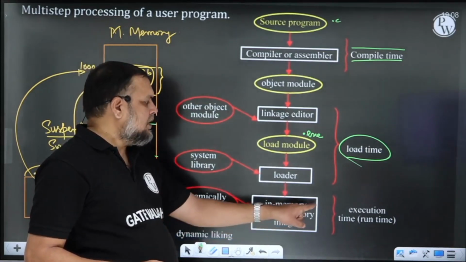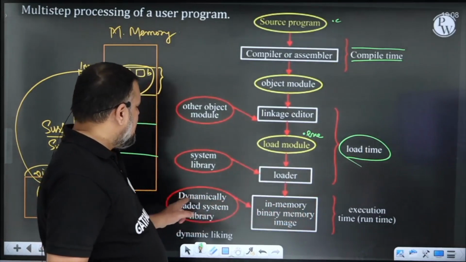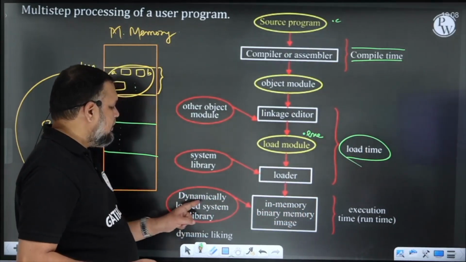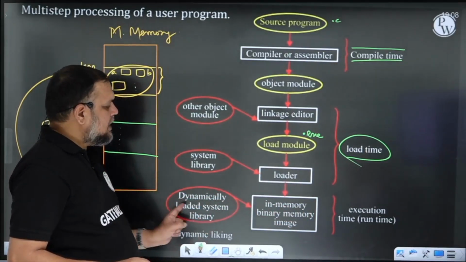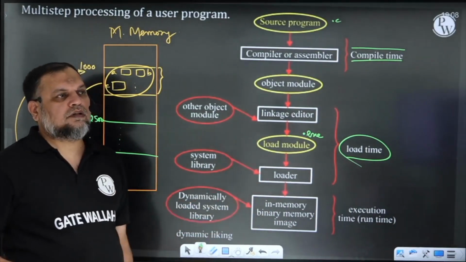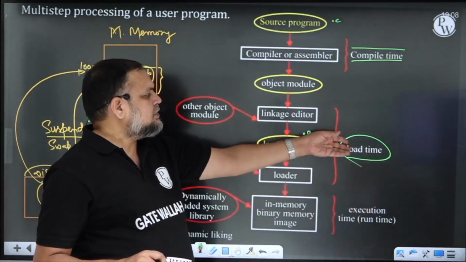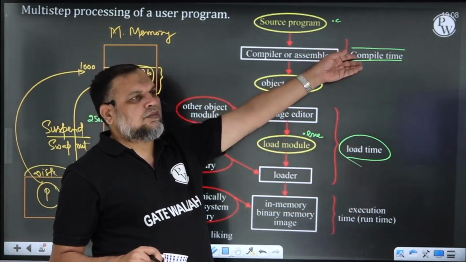Now it is runtime. Those modules which are linked at runtime are the dynamically loaded system libraries, DLLs. That is dynamic linking. Linking is happening during runtime. So if binding takes place here, it is runtime. If binding takes place here, it is load time. If binding takes place here, it is compile time.